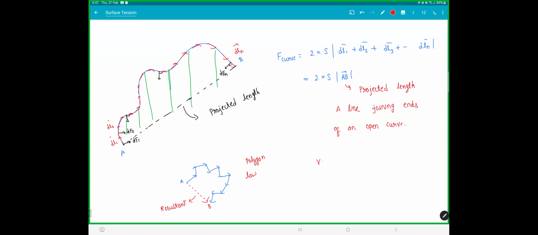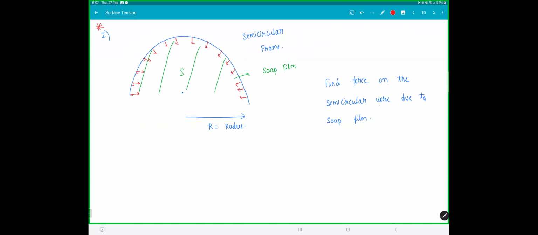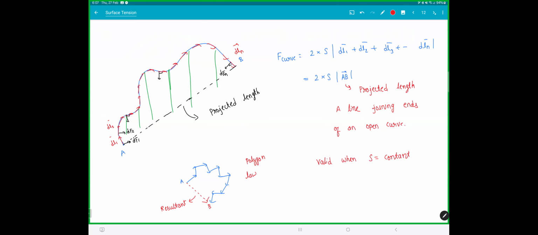The only problem is, this works only when surface tension is constant. Generally, S is constant for a given material, so that is not a problem. But if they do mess up, then integration is the only way. Suppose for some reason the S changes with theta or something, then you have to integrate. Then there's no way.